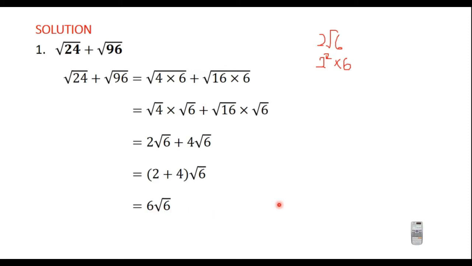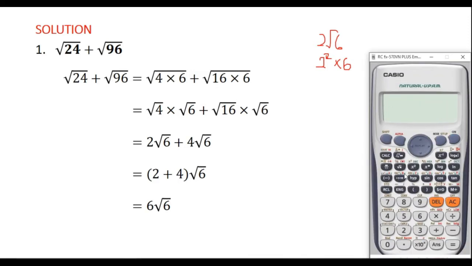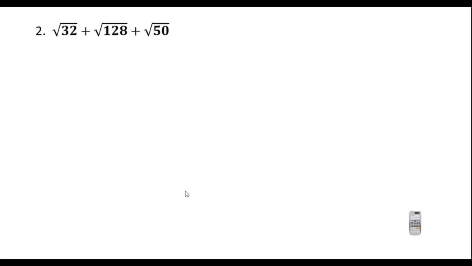Now, you can use your calculator to check if your answer is correct. All you need to do is to press square root of 24. Then you press this sign to remove the cursor from the square root sign. Then you press plus square root of 96 on your calculator. Then you press equal to, and your calculator is giving you 6 root 6 as we have here. Let's pick the next example. We have square root of 32 plus square root of 128 plus square root of 50.